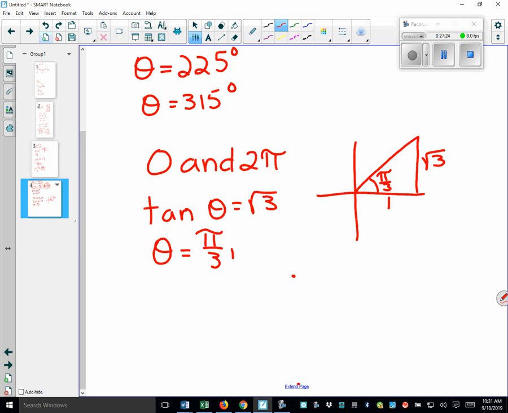What quadrant is my next one in? 3. So it's here, and it's pi over 3, right? So it's 4 pi over 3. Yep. That makes sense.